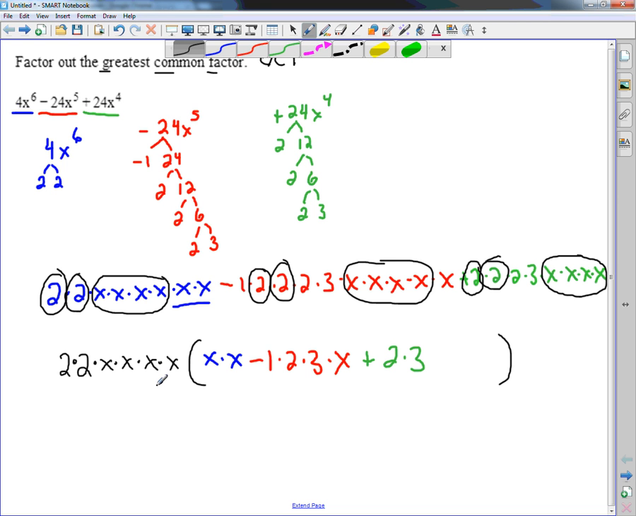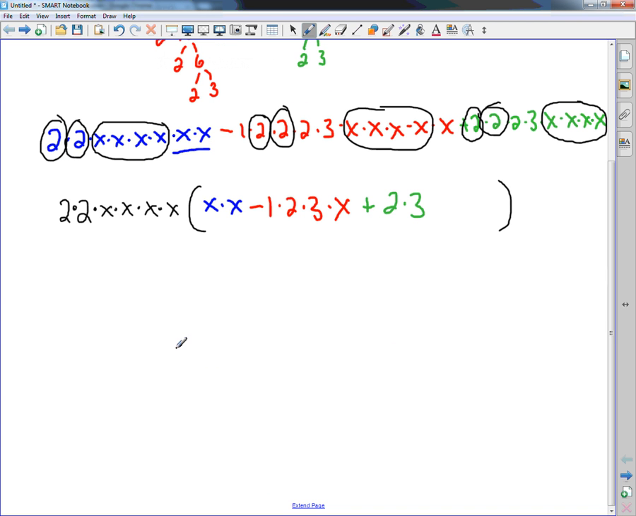Now let's go ahead and multiply everything together to see what we get. We have 2 times 2, which is 4. x times x times x times x is x to the 4th. My blue term is going to leave me with an x squared. My red term is -1 times 2 times 3 times x, which is -6x. And then at the back we have a plus 6.